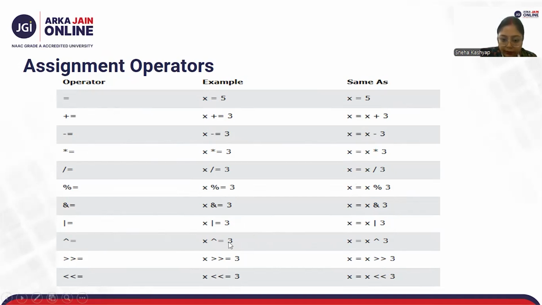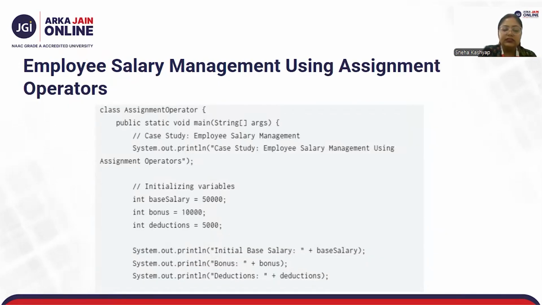Similarly, not, or, and greater than. So here it will be x greater than or equal to 3, which means x is equal to x is greater than 3. Similarly, x is equal to less than 3. So let's look into a simple employee salary management system program, which will use assignment operators to illustrate the values. So let's take a class with the name AssignmentOperator.